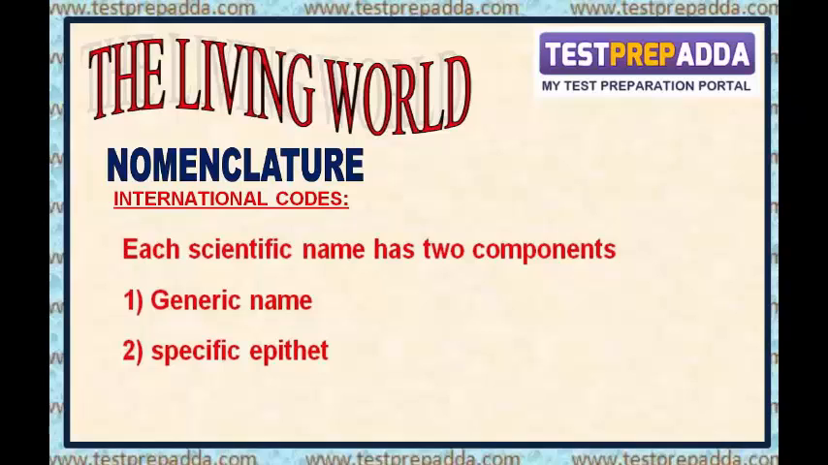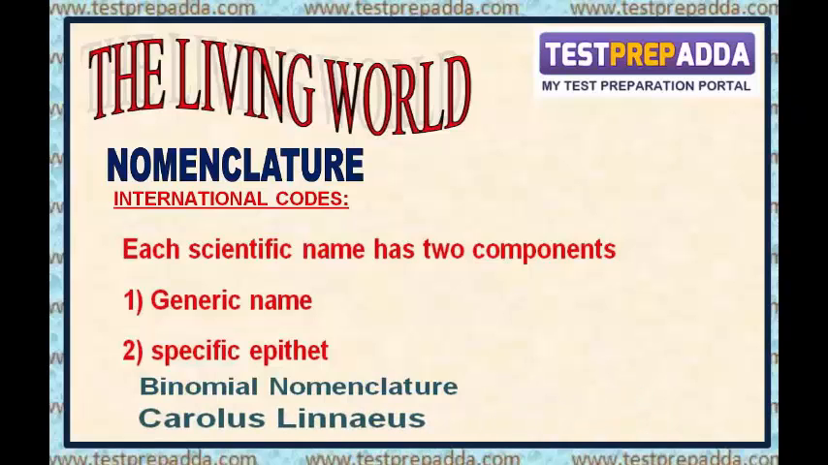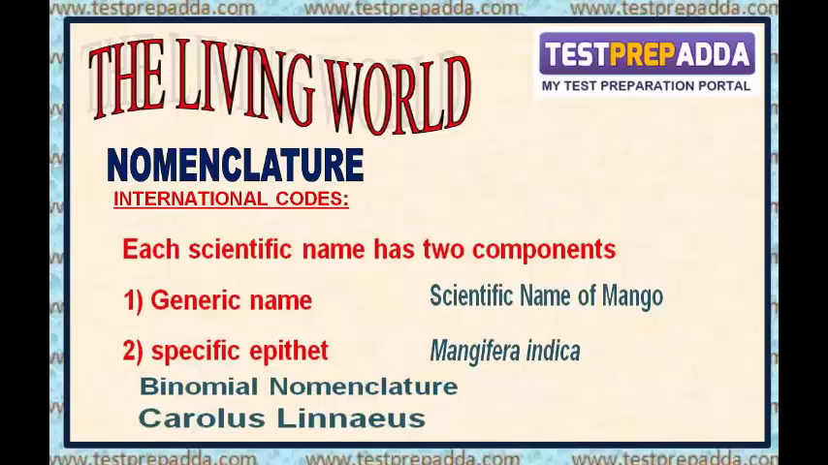Each name has two components: the generic name and the specific epithet. This is a system of providing a name with two components. That's why it is called binomial nomenclature. This naming system was given by Carolus Linnaeus. To understand better, we take an example. The scientific name of mango is written as Mangifera indica. In this name, Mangifera represents the genus, while indica is a particular species.